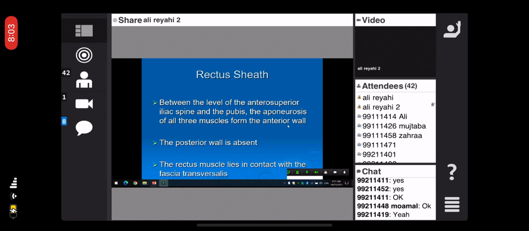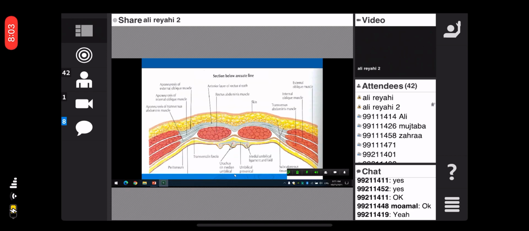Aponeurosis form the anterior wall, and the posterior wall of the rectus sheath is absent. Posterior wall of the rectus sheath is absent at this level. Posteriorly, the rectus muscle is covered only by transverse fascia. Transverse fascia, okay? The rectus muscle lies in contact with the fascia transversalis, or transversalis fascia.